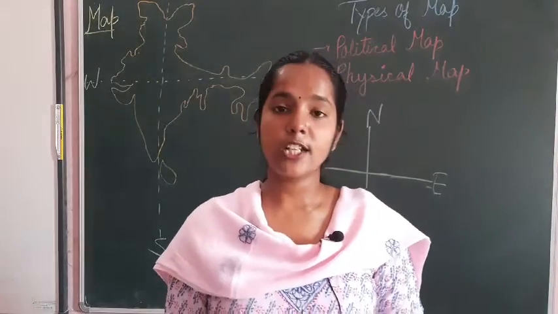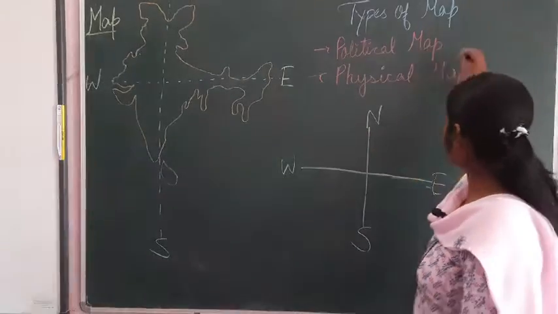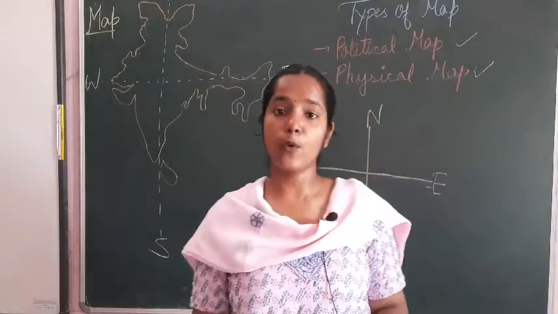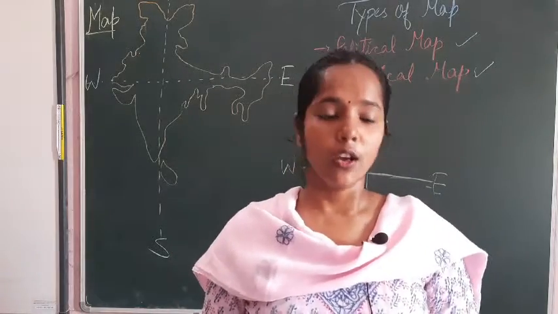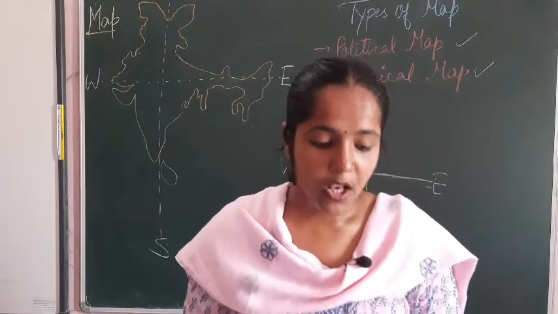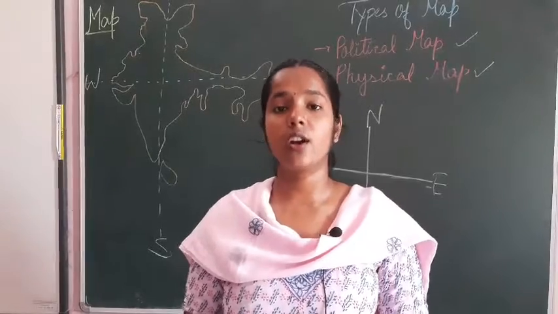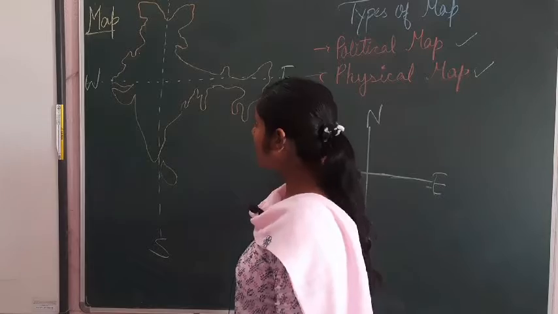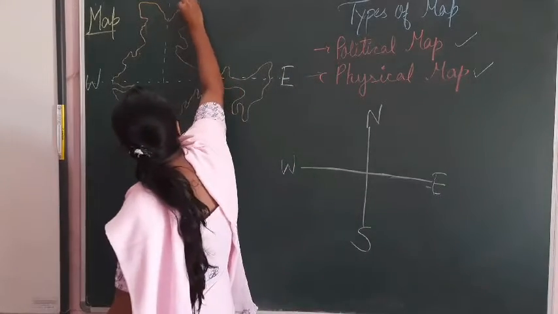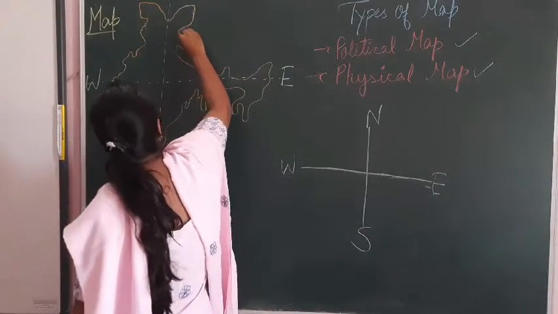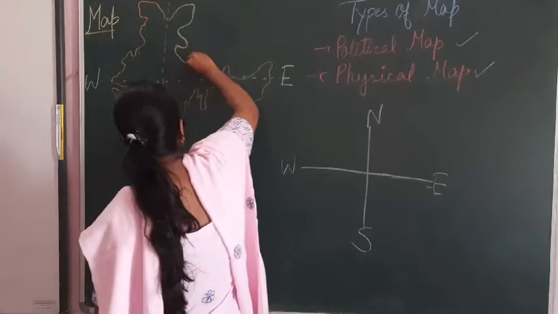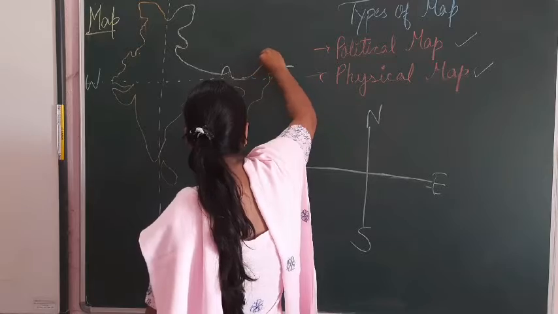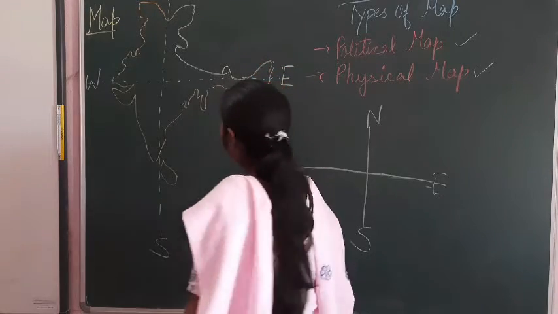So the first line of types of map is that depending upon what maps represent, they are of 2 types: political and physical map. This is a political and this is a physical map. Now what is the difference? What is actually a political map? A political map shows the boundaries of states or countries. You can see the boundaries, that is this one. It is denoting the boundaries of a state or of a country.